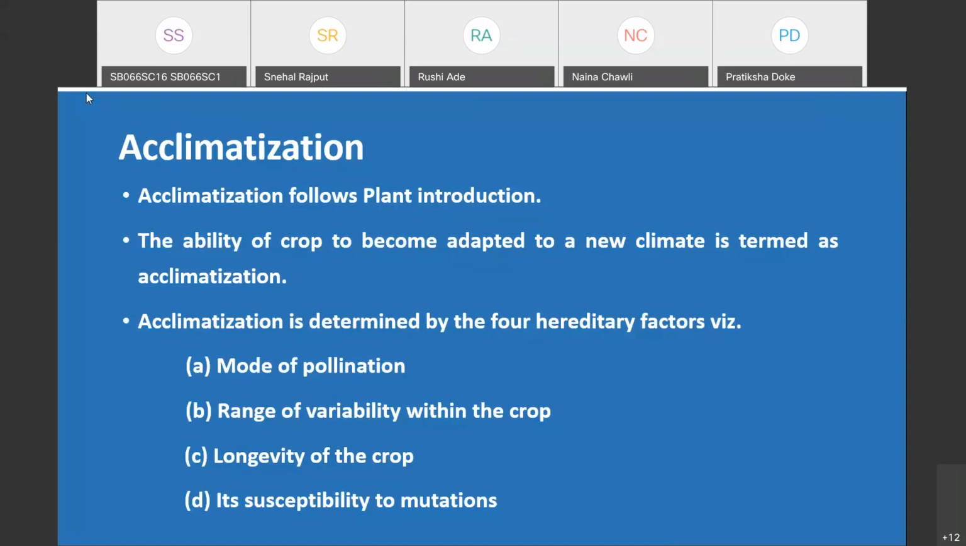Okay, then another important thing, when the plant material is introduced into a different environmental condition, whether this plant gets adjusted, acclimatized or adapted to the new environmental condition, that process is called acclimatization. Acclimatization follows the plant introduction. The ability of a crop to become adapted to the new climate is termed acclimatization. Then another important thing is that acclimatization is determined by four hereditary factors.